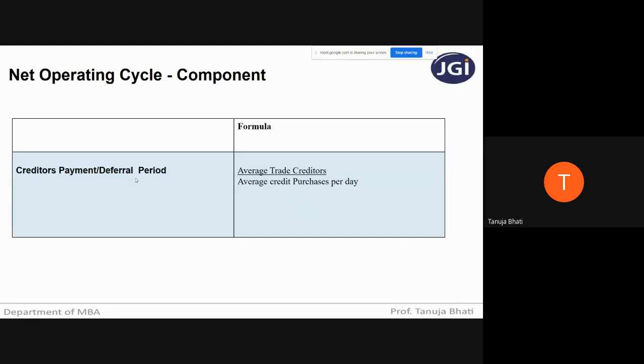How do you calculate the respective periods? Is this clear to everyone, students? Yes, students? Yes.